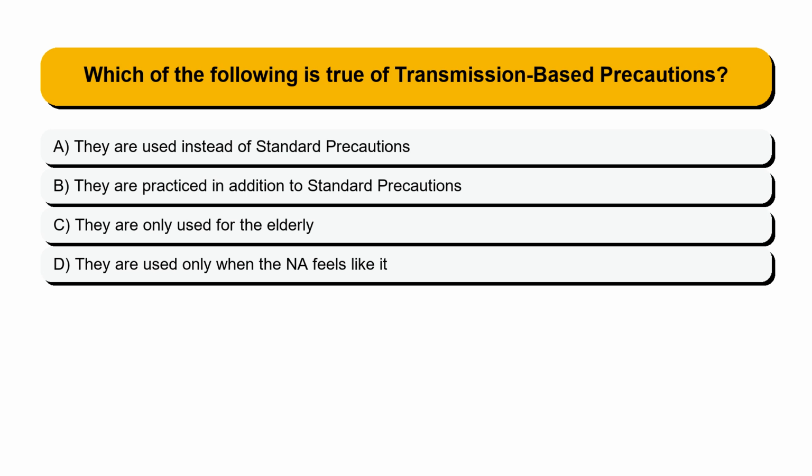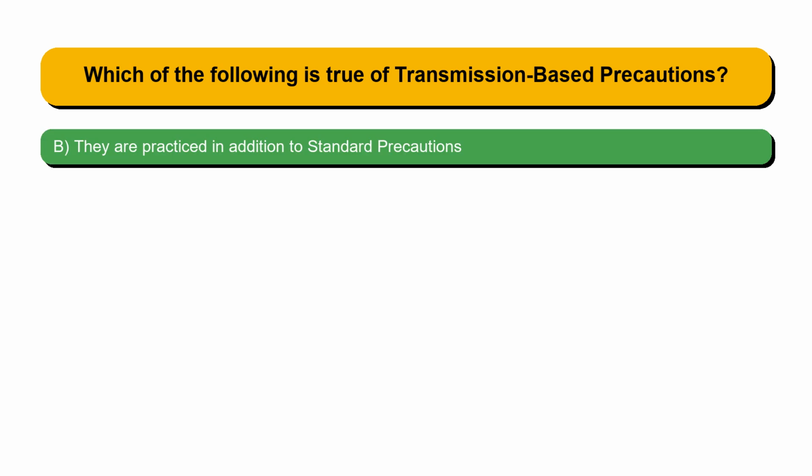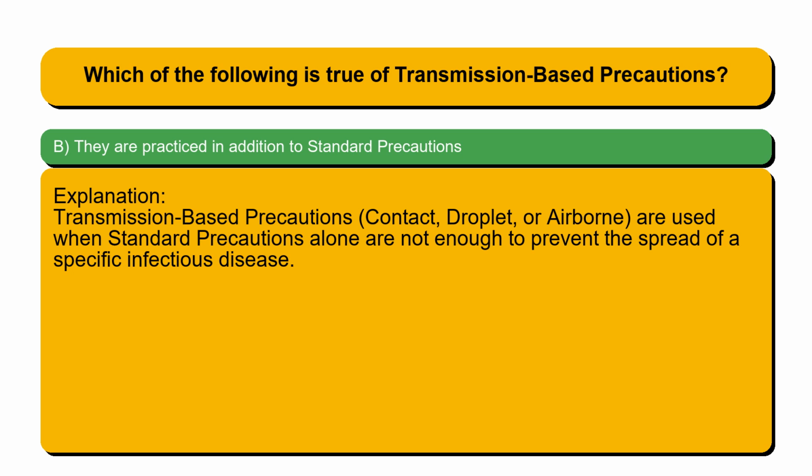Question 9. Which of the following is true of transmission-based precautions? Option A. They are used instead of standard precautions. Option B. They are practiced in addition to standard precautions. Option C. They are only used for the elderly. Option D. They are used only when the NNAAP feels like it. The correct answer is option B. They are practiced in addition to standard precautions. Transmission-based precautions, contact, droplet, or airborne, are used when standard precautions alone are not enough to prevent the spread of a specific infectious disease.